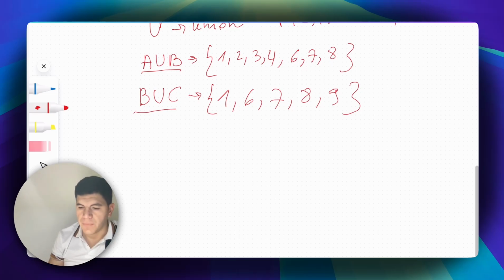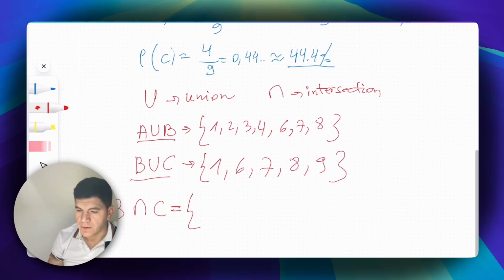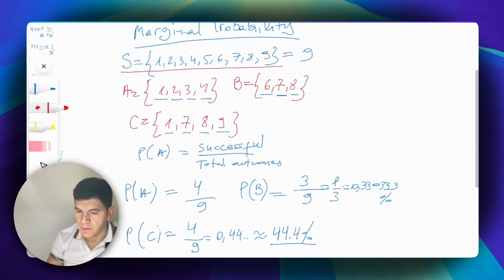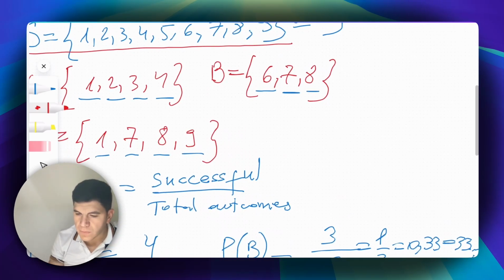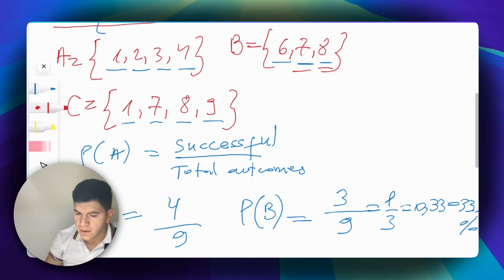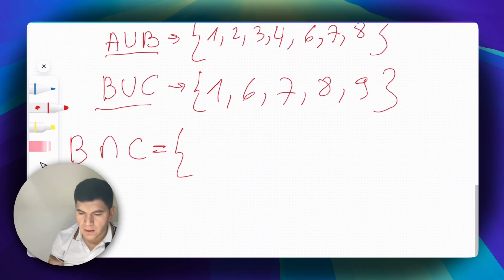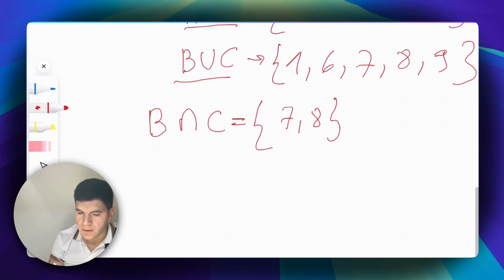What about the intersection of the B with the C? What are we going to get here? So now we have to look at the common values. What are the common values that are repeated with the B and the C? So we see that the common elements are going to be the 7 and the 8, which gives us the B intersect with the C.